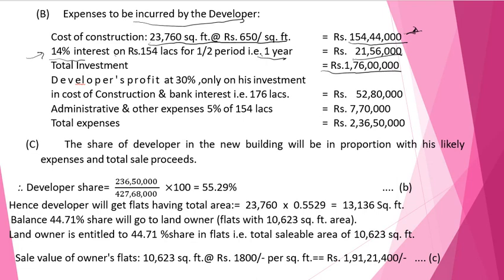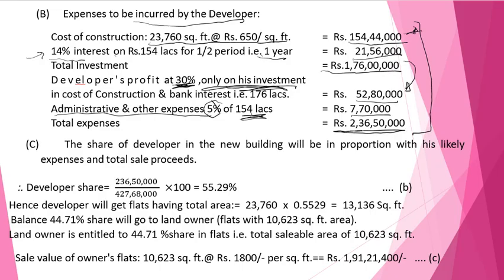Now it is given that developer's profit is 30% on his investment, only on his investment. 30% over it is 52 lakh 80,000. Another thing given is administrative and other expenses at the rate of 5% of 154 lakh, which is 7 lakh 70,000. So if you calculate total expenses, it is 2 crore 36 lakh 50,000.